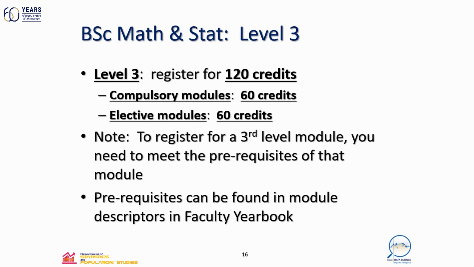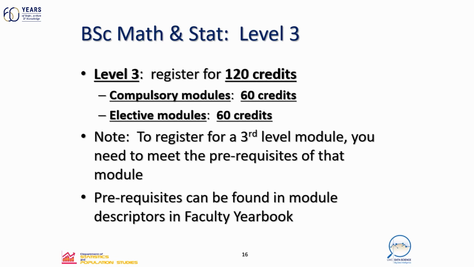We're now going to look at Level 3 of BSc Maths and Stats. At this level, you also need to register for a total of 120 credits. 60 of these credits will be from compulsory modules and 60 credits will be from elective modules. Don't forget that Level 3 modules also have prerequisites attached to passing Level 2 modules. Make sure you check the prerequisites and make sure you meet them before registering for any of the Level 3 modules.